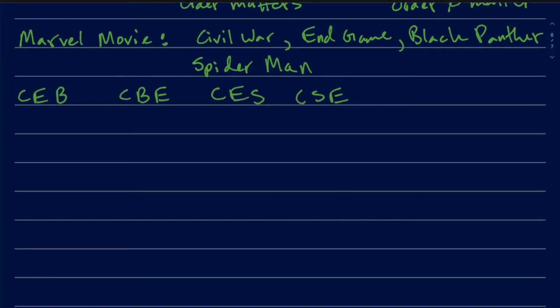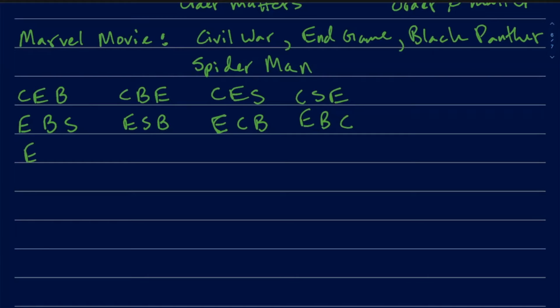I think that's all the ones that start with Civil War. All right. Or I could do Endgame, then Black Panther, then Spider-Man. Or Endgame, then Spider-Man, then Black Panther. Or Endgame, then Civil War, then Black Panther. Or Endgame, then Black Panther, then Civil War. Oh, there are 24 of them, guys. Don't worry. We got plenty of time. We're going to do them all.